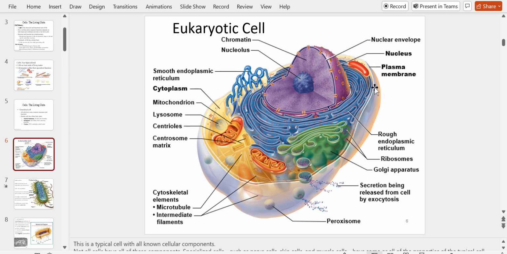On the outside here, there's your plasma membrane. You have the rough endoplasmic reticulum, sometimes called RER. You'll have ribosomes floating around, usually on the rough ER as well.